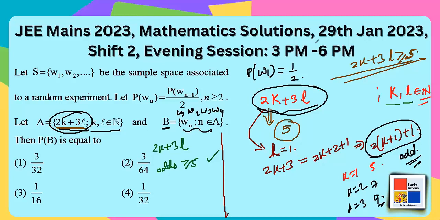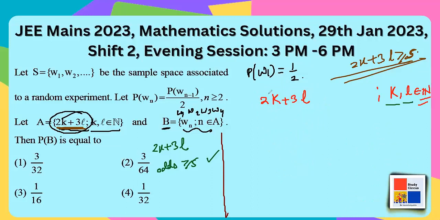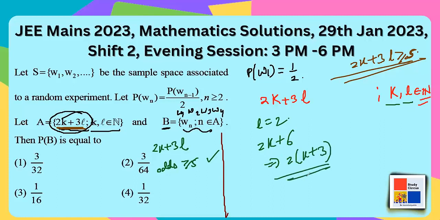Similarly, now let's take L as 2. So L can be 2, a natural number it is. So 2k plus 6, this is like 2 times k plus 3. Now see, 2 times something, 2m, is an even number. So 2 times k plus 3 is in even number form.